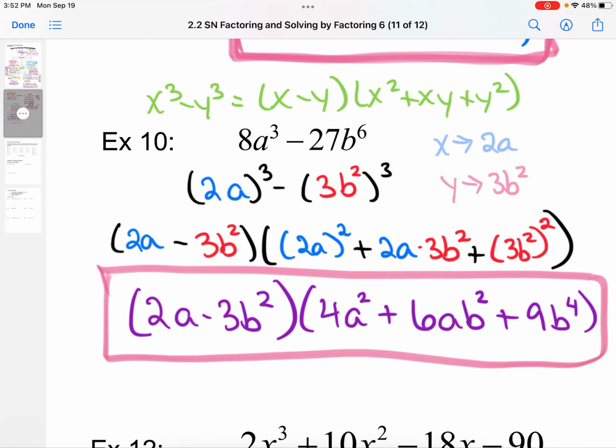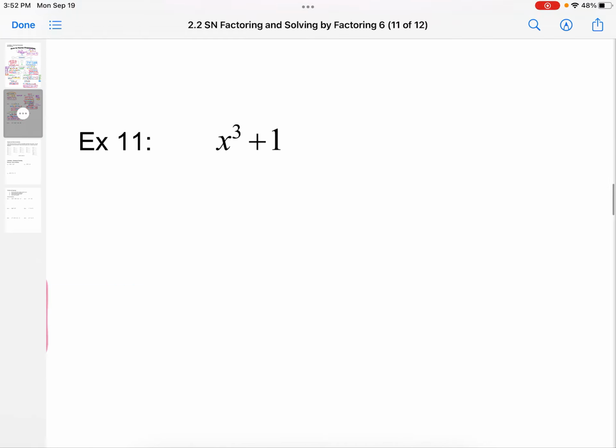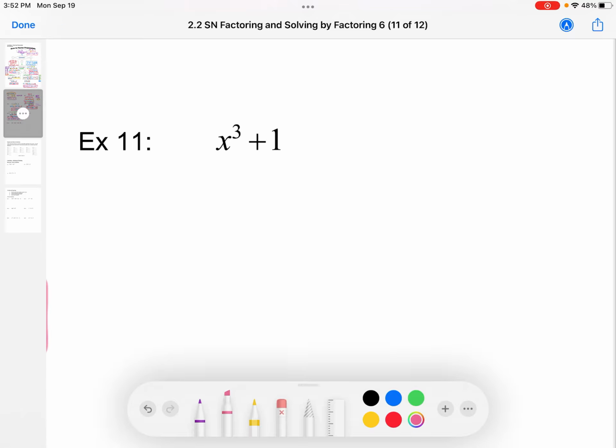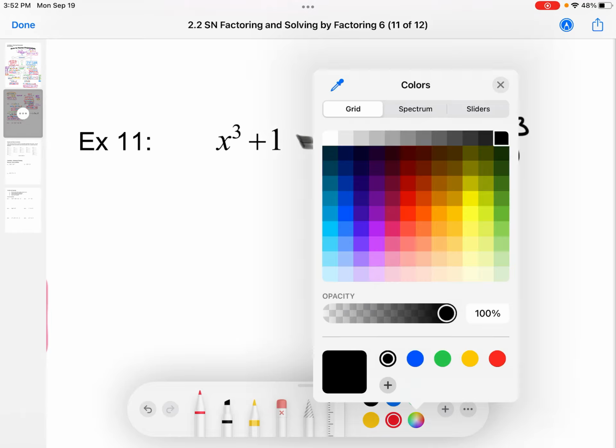All right, let's look at example 11. This one looks a lot less crazy. It does not have a greatest common factor: x cubed plus 1. Both of these terms are perfect cubes. So we'll think of this as something to the third plus something to the third. That first term, x to the third, is simply x to the third. Plus 1 is simply 1 to the third.